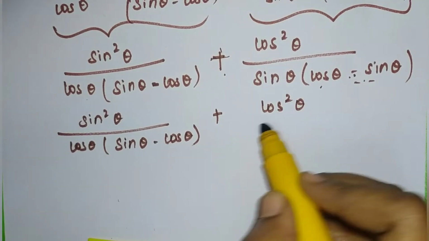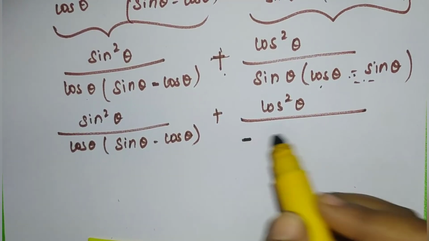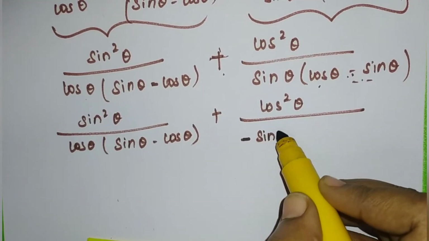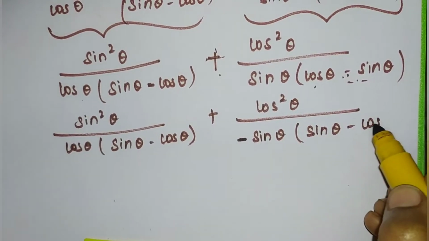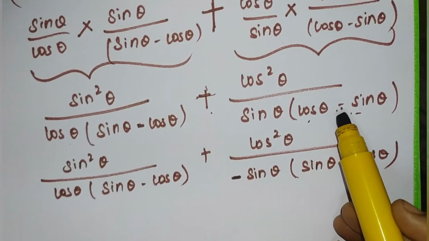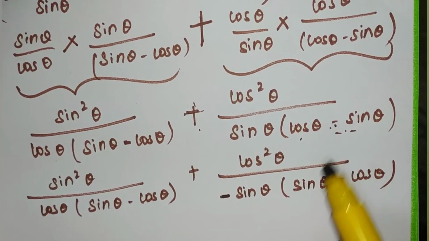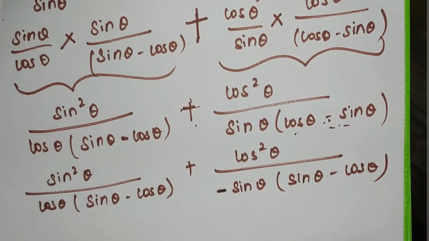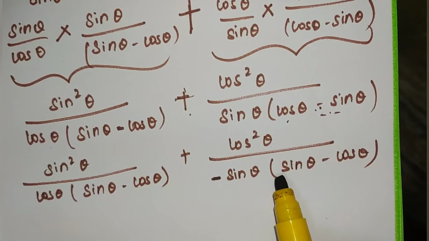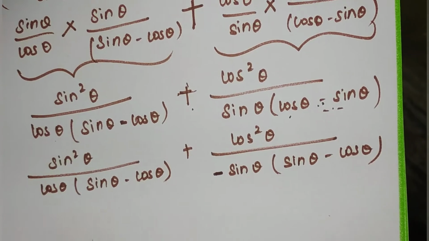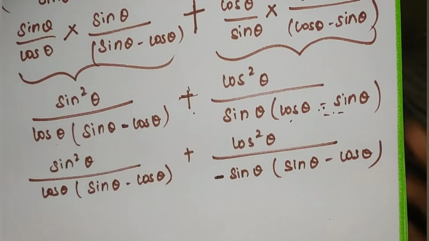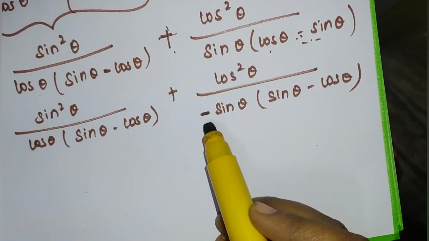Cos square theta, negative. I am going to take the negative outside, then sin theta minus cos theta. Then it will become positive and this will become negative. So minus into plus is minus, minus into minus is plus. We got the same question. Clear? So plus into minus is minus.